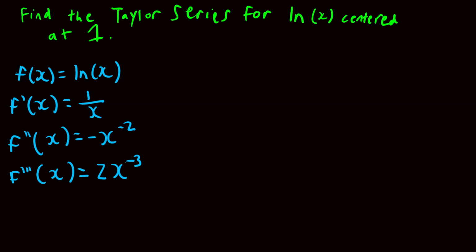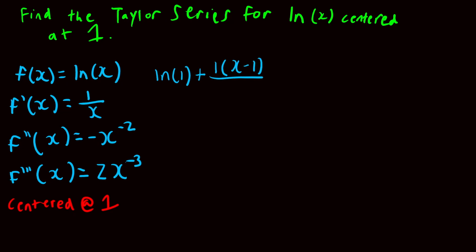So let's start with our Taylor series. It's centered at 1 this time though. So let me write that out actually. Centered at 1. So first step, we just write our function and plug in the center. So ln of 1, plus our first derivative, we plug in 1. That's just 1 times (x minus 1), right? x minus our center over 1 factorial, and keep going.